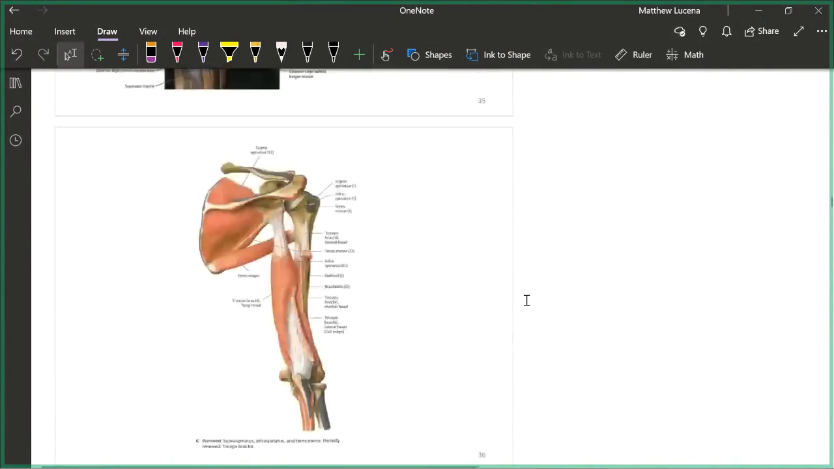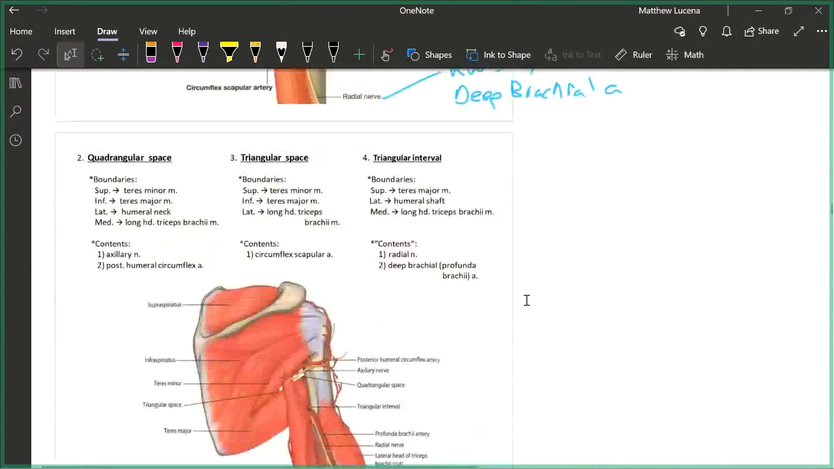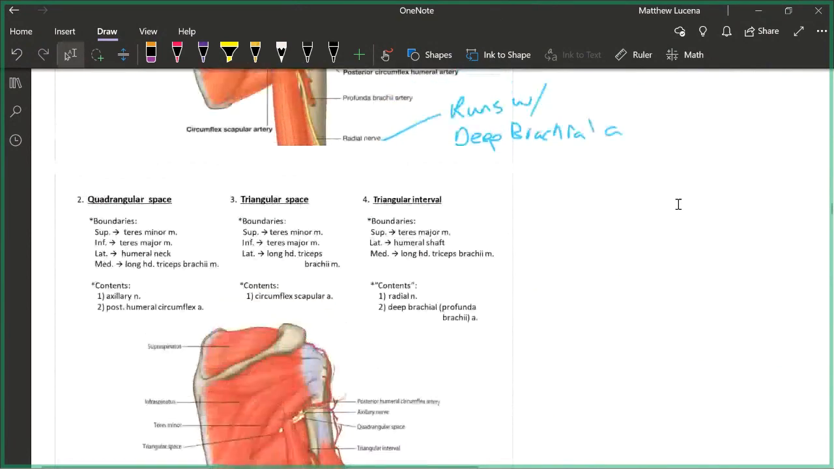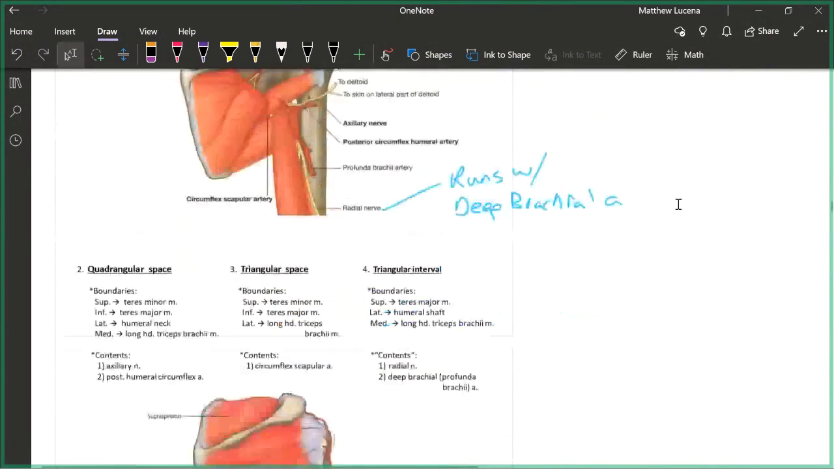I would know these spaces because he can easily ask a question on their contents. Aaron, if you want to go over these. Did he mention these at all to y'all? Yeah, these spaces, he did. Okay, I think I saw it in your slides. So you want to scroll up one? The triangular and quadrangular space. Correct.